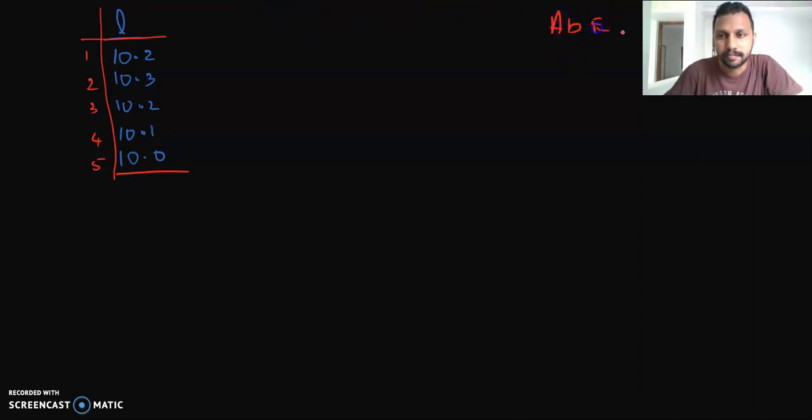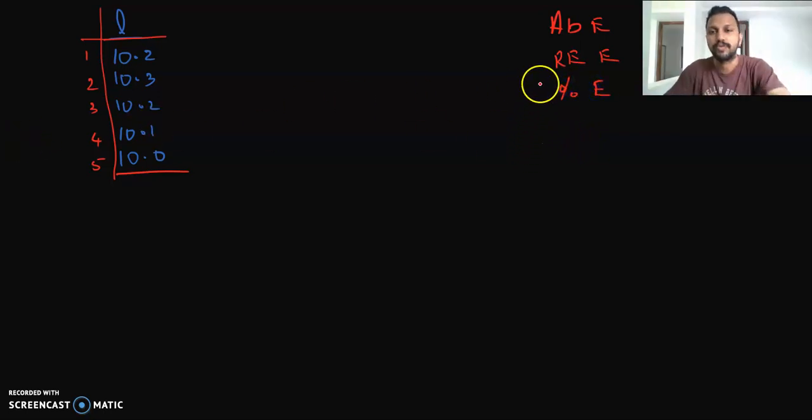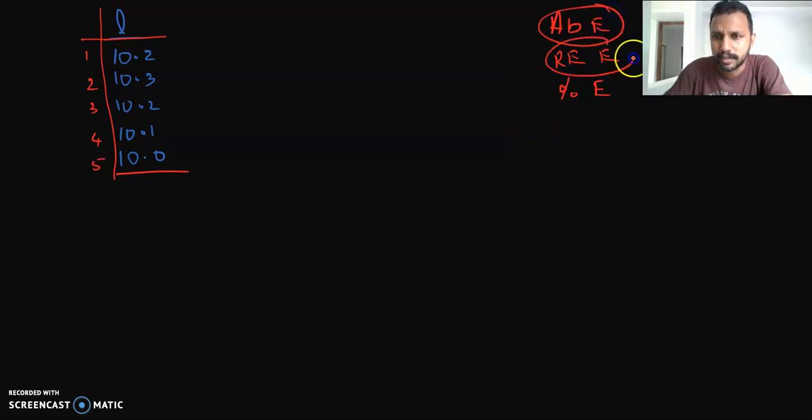absolute error, relative error, and percentage error of the measurement. They are asking you to find out absolute error, relative error, and percentage error. These are the 5 measurements of the same physical quantity.